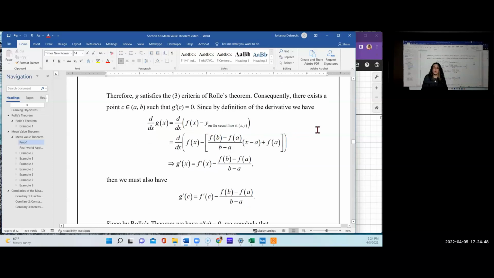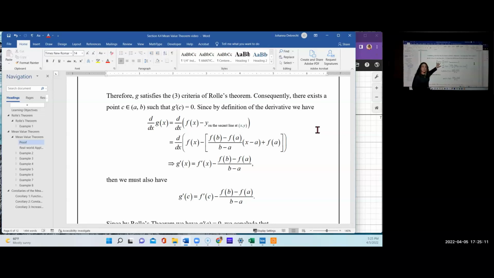When we're applying Rolle's theorem, it says there must be a point c between open a and open b where the derivative is equal to 0. Remember, that was Rolle's theorem. Mean value theorem: the slope of the tangent line equals the slope of the secant line. That's what we're trying to prove.